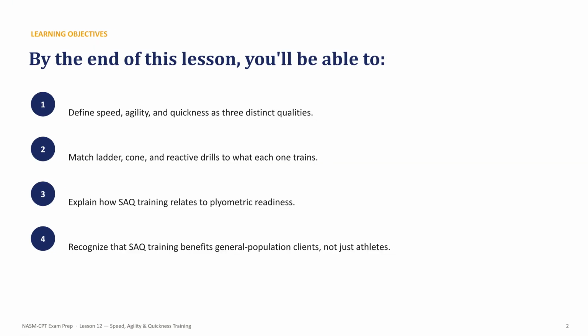By the end of this lesson, you'll be able to do 4 things. First, define speed, agility, and quickness as 3 distinct qualities. Second, match ladder, cone, and reactive drills to what each one trains. Third, explain how SAQ training relates to plyometric readiness. And fourth, recognize that SAQ training benefits general population clients, not just athletes. Let's build these one at a time.